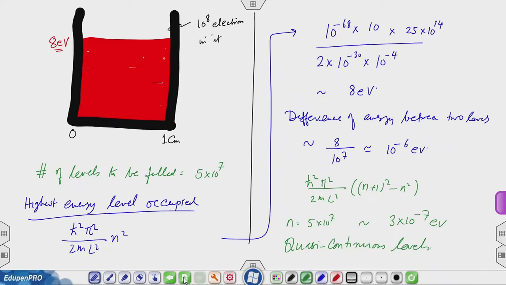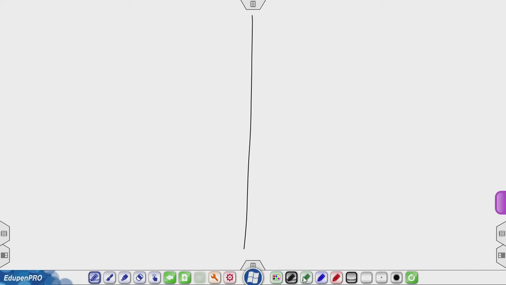Now, coming back to this picture again, this is the box and this is how it is filled.